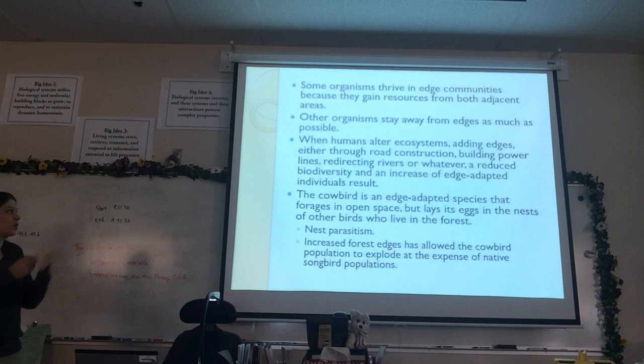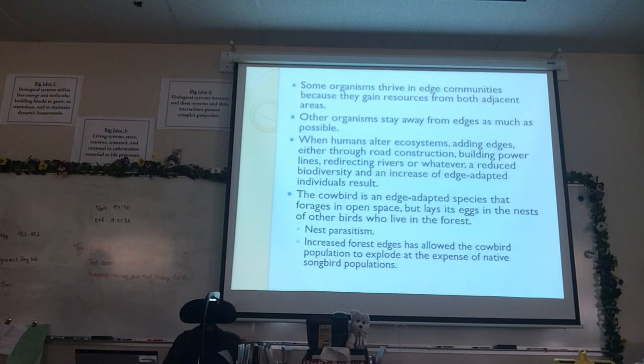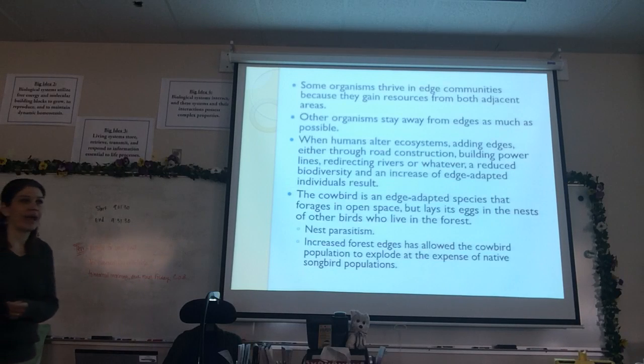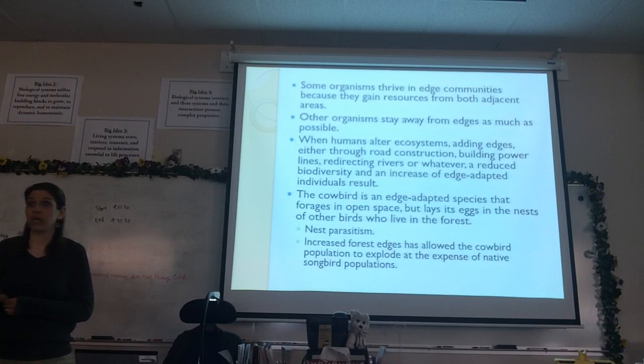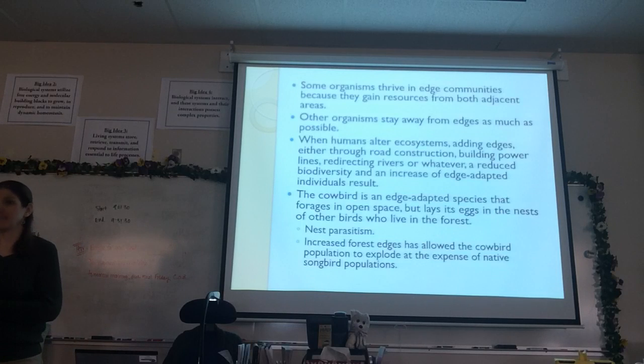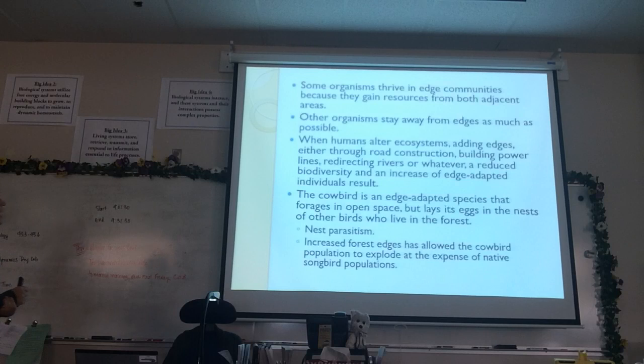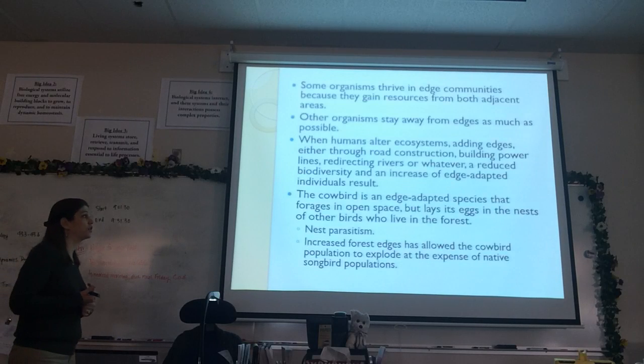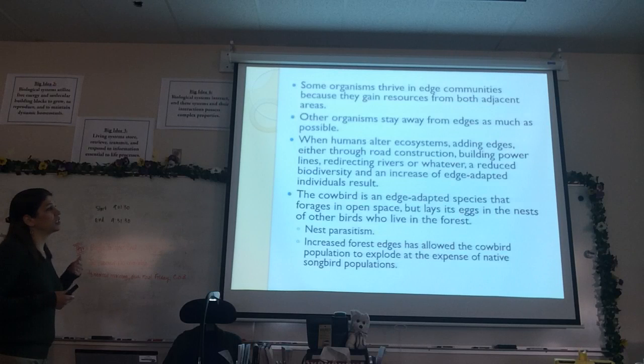Why I bring all this up is because when humans alter ecosystems, we add edges. We build a road, and that's an edge. Or we add a power line, and we have to cut down a whole bunch of trees in order to add it. That's an edge. So when we add edges, through road construction, redirecting rivers, whatever it might be, we often see reduced biodiversity and increased edge-adapted populations.